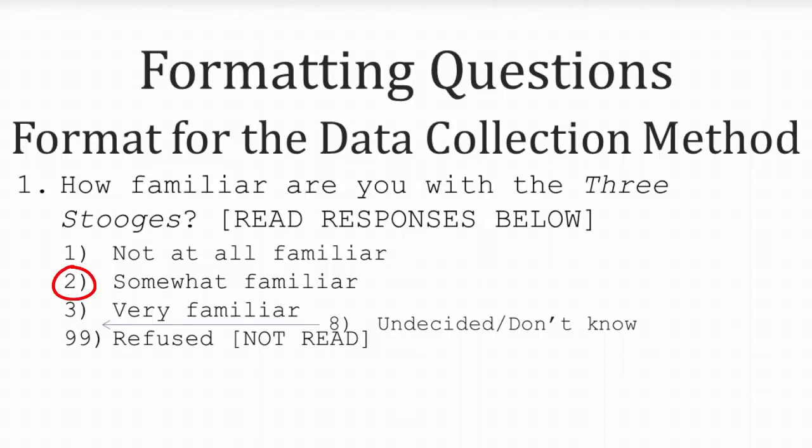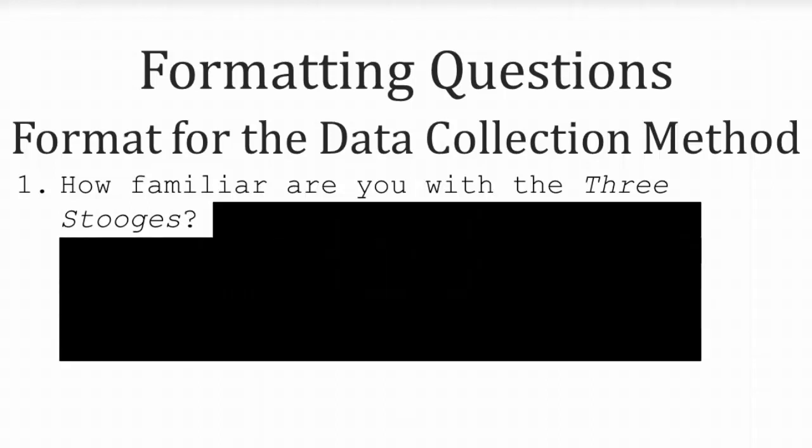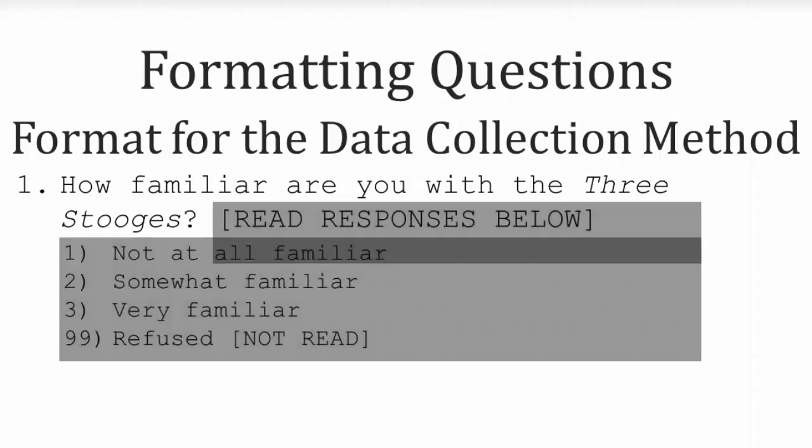The interviewer can just circle the number of the stated response, and you can and often must provide specific instructions to interviewers. If I were to ask this question on a phone survey without the interviewer instructions included, I might say, how familiar are you with the Three Stooges? And now the respondent would not know how to answer the question.